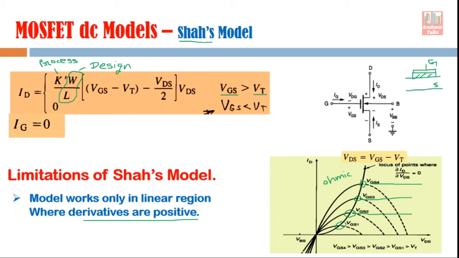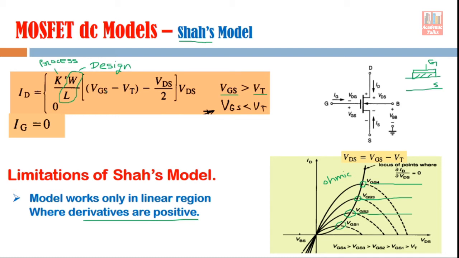It means we just see this pinch off voltage, where VDS is equal to VGS minus VT. We use the same equation, put the value of VDS equal to VGS minus VT in this equation, and calculate how much the drain current is. So instead of VDS, you put VGS minus VT, and the same VGS minus VT here. So VGS minus VT minus VGS minus VT by half.